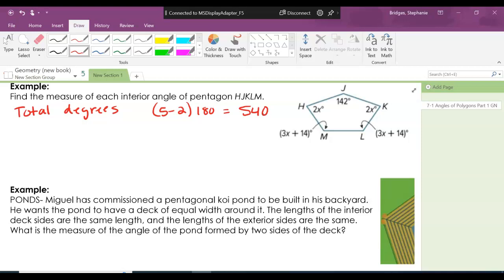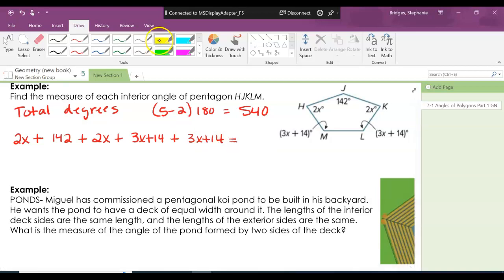I need to set up an equation. So am I going to add those, subtract them, multiply them, divide them? Add them. So let's start. We're going to go with H. H is 2x. Plus, what is J? 142. Okay. Plus K, which is also 2x. Plus L, which is 3x plus 14. And then plus M, which is also 3x plus 14.